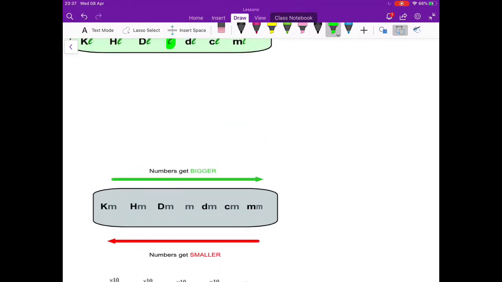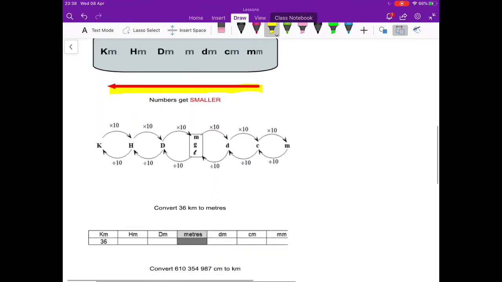If you have a look at your ruler, you will see when we travel this way, numbers get bigger. When we travel in the opposite direction, numbers get smaller. So when you're stuck with King Henry, have a look at your ruler and see what happens. When we go to the right, numbers get bigger, and when we go to the left, numbers get smaller.